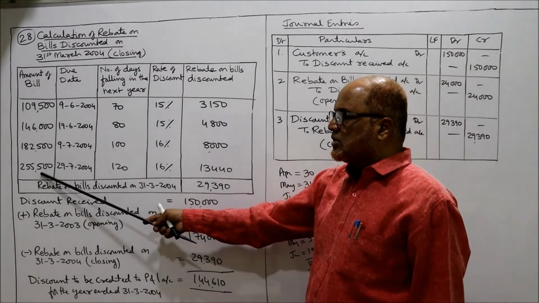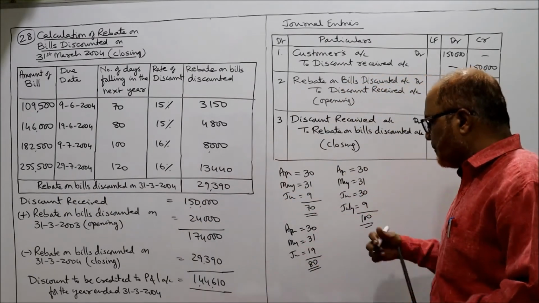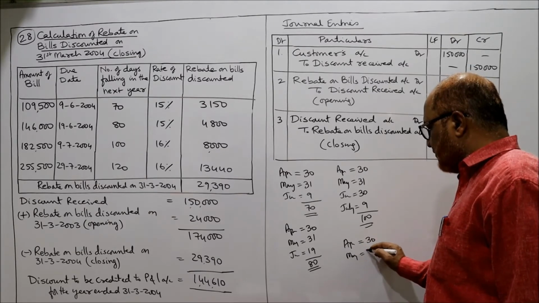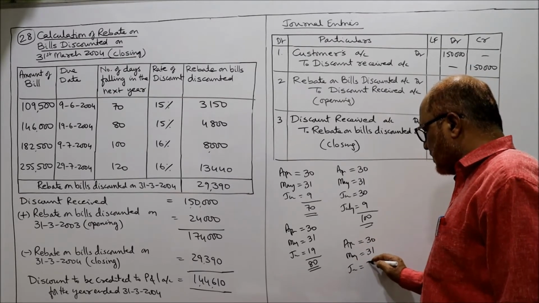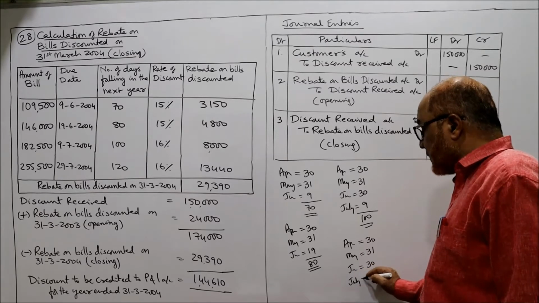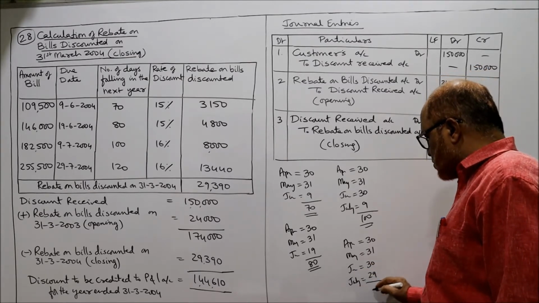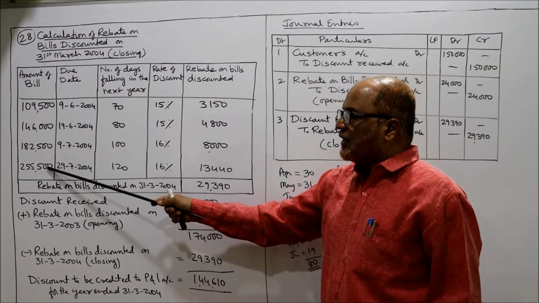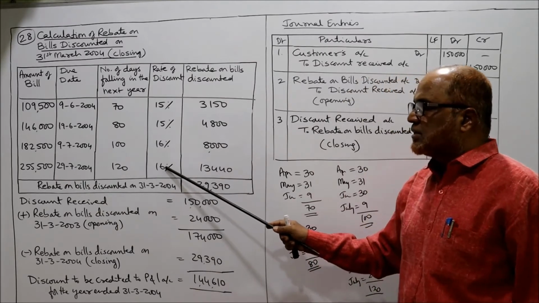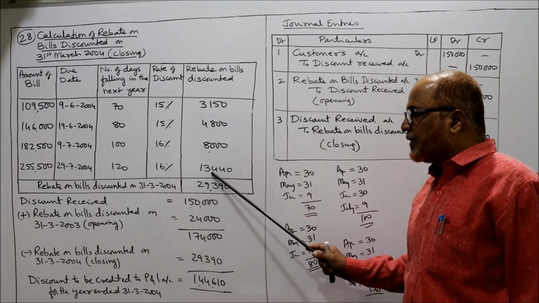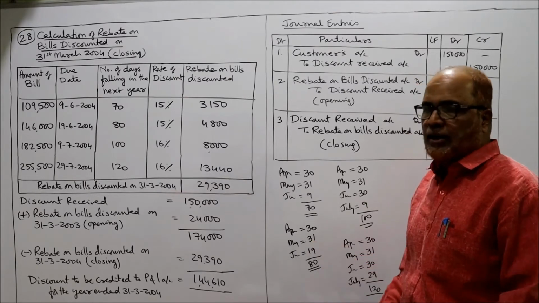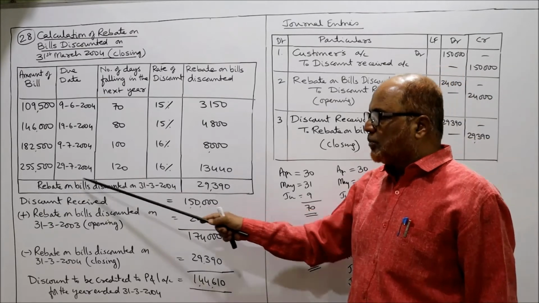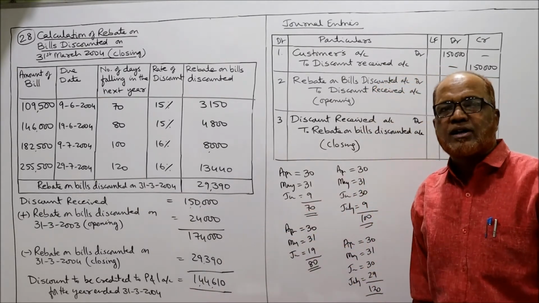Last 2,55,500. 29th July. So again we write April 30 days, May 31 days, June 30 days, and July on what date? 29th. So it is going to become 120 days. So we have to calculate for 120. So 2,55,500 into 16% into 120 by 365, 13,440. Now take the total: 29,390 is the rebate on bills discounted at the end of the year, 31st March 2004.